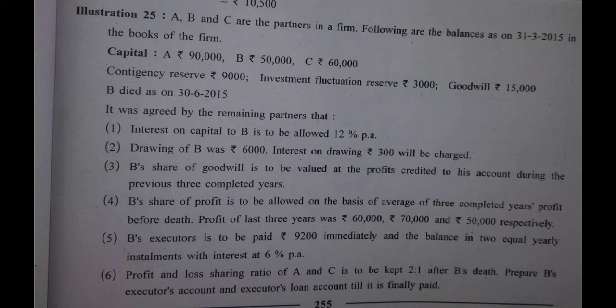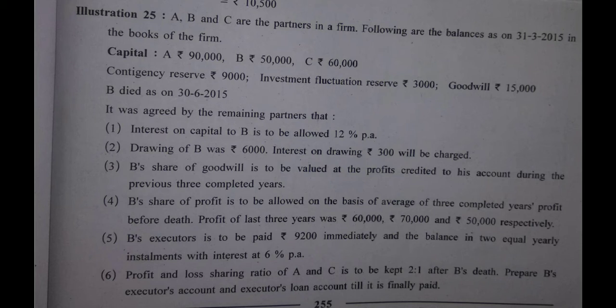Yes, that what are the things that you are supposed to credit, what are the things that you are supposed to debit in the deceased partner's capital account or executor's account. Okay, further, it was agreed by the remaining partners that interest on capital at 12% per annum. Drawings is rupees 6,000. Interest on drawings rupees 300 will be charged.